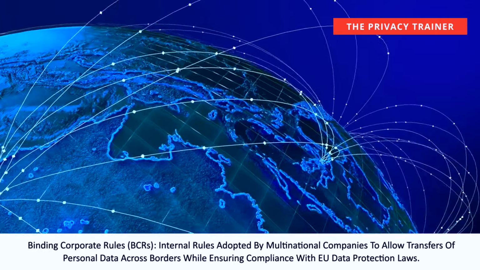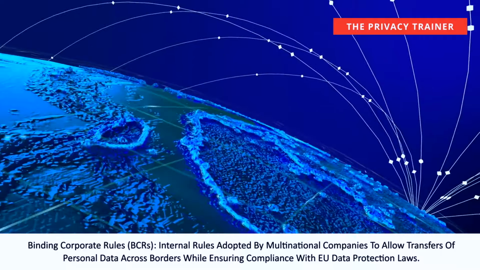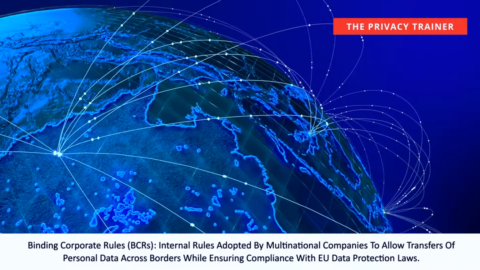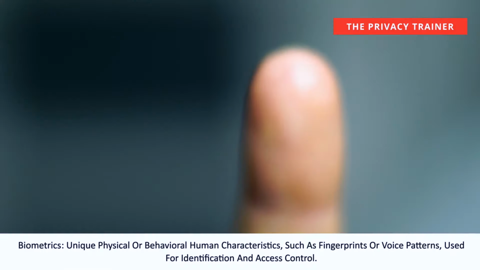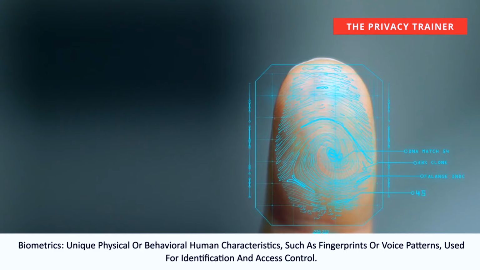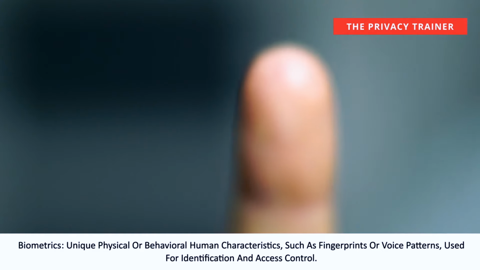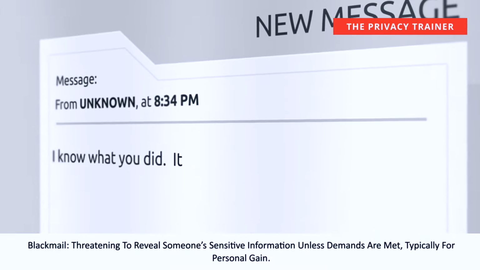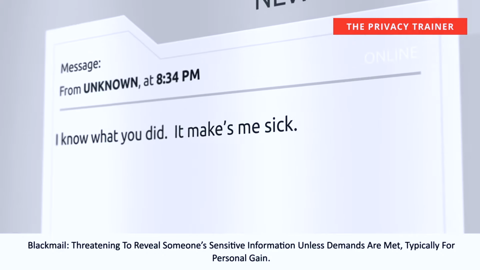Binding corporate rules, BCRs. Internal rules adopted by multinational companies to allow transfers of personal data across borders while ensuring compliance with EU data protection laws. Biometrics. Unique physical or behavioral human characteristics, such as fingerprints or voice patterns, used for identification and access control. Blackmail. Threatening to reveal someone's sensitive information unless demands are met, typically for personal gain.